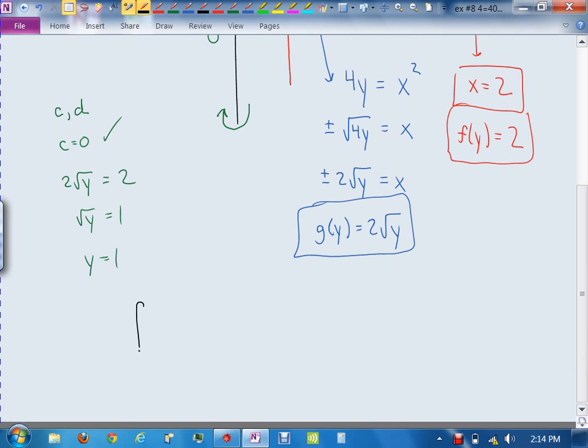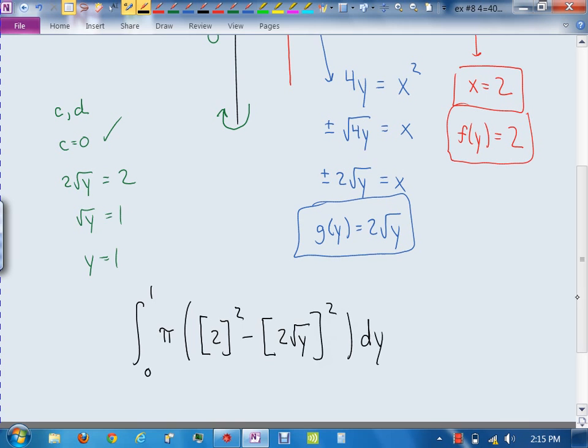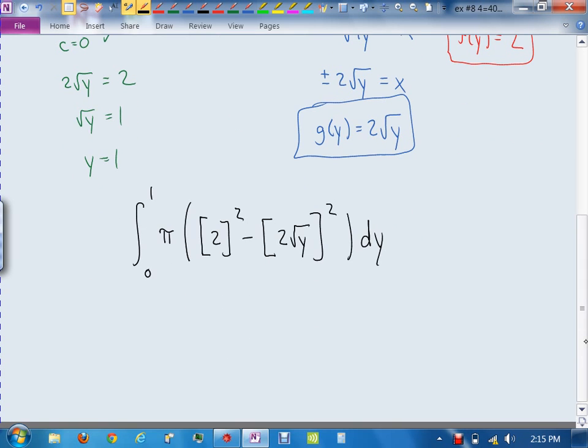So we're ready. The integral goes from 0 to 1, pi, then in brackets, our f function, which was 2 squared, minus our g function, which was 2 root y, squared, dy. And that's it. That would be pretty easy to integrate, right? Because that's just 4 minus 4y. Wonderful.